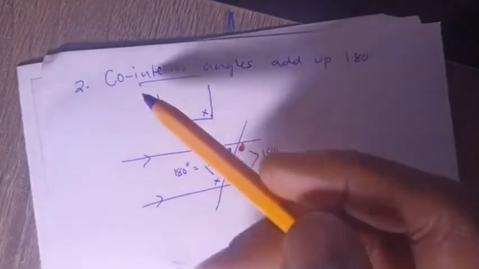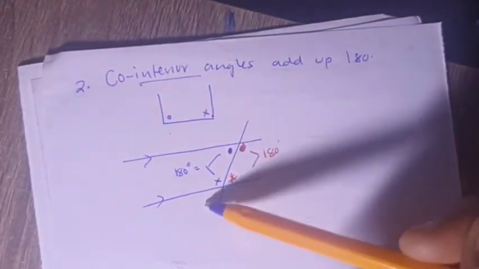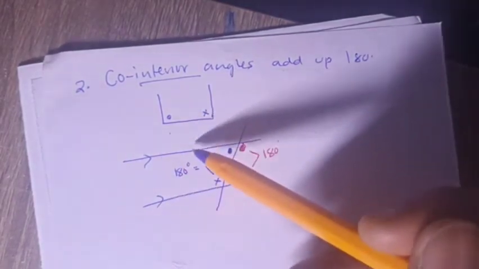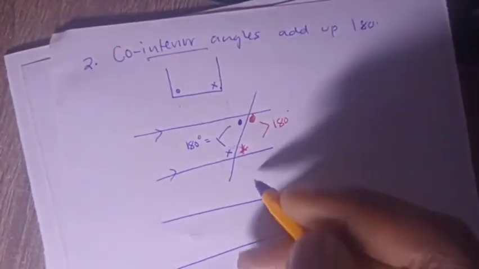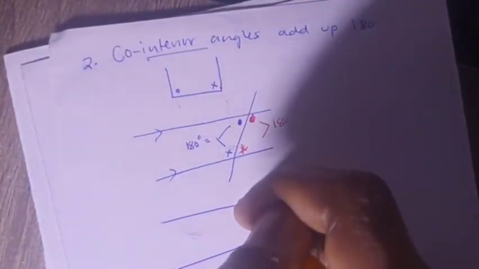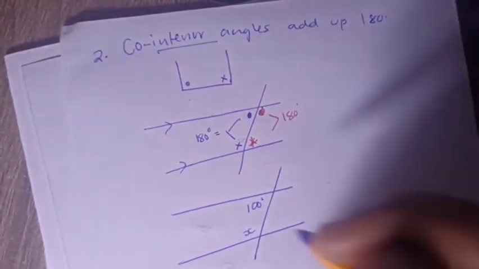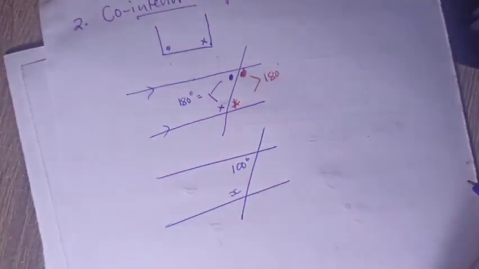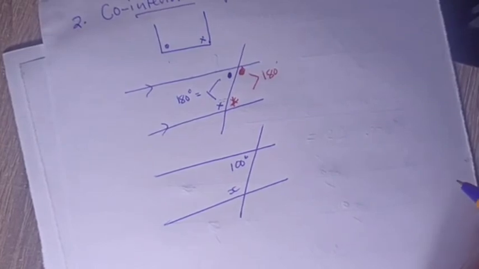So this rule is called co-interior. Once you identify an angle that is given inside, and you are required to calculate an angle that is also inside, then you need to know that you are going to use this rule. Let me give an example quickly. Let's say this is 100 degrees. I've been using 100 degrees so many times. For argument's sake, if you understand the principles, you can answer any question. You need to know the principles.